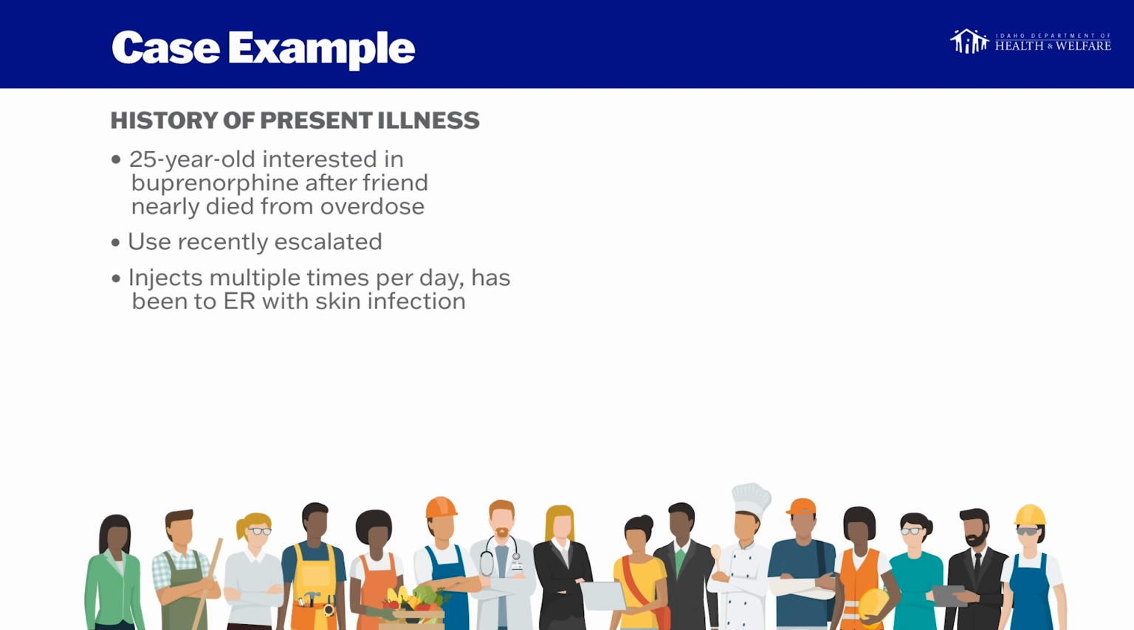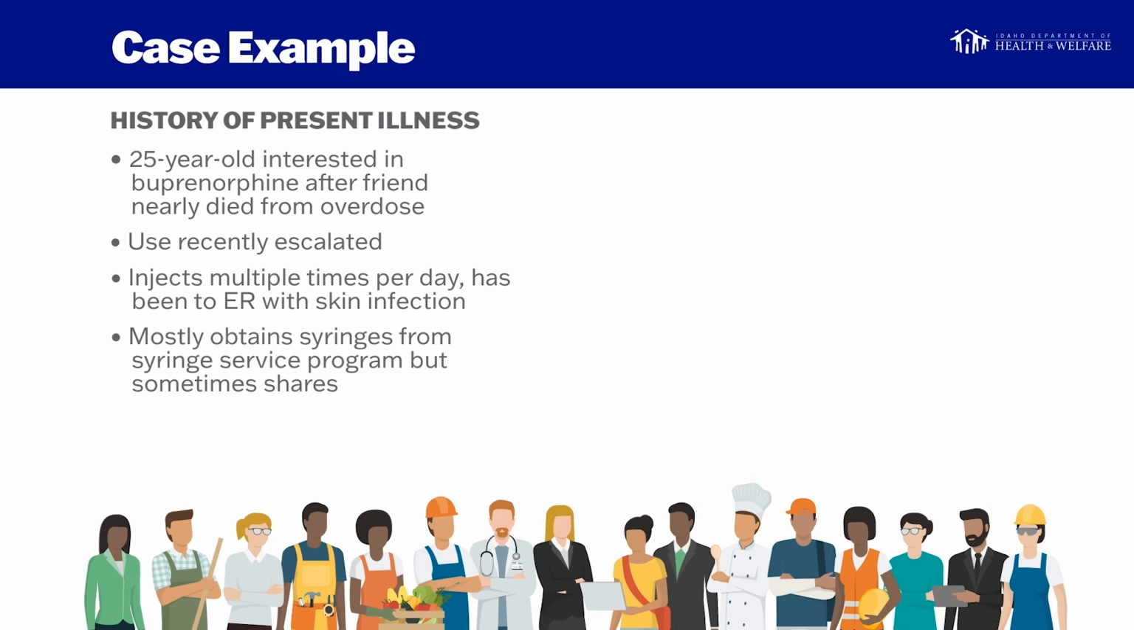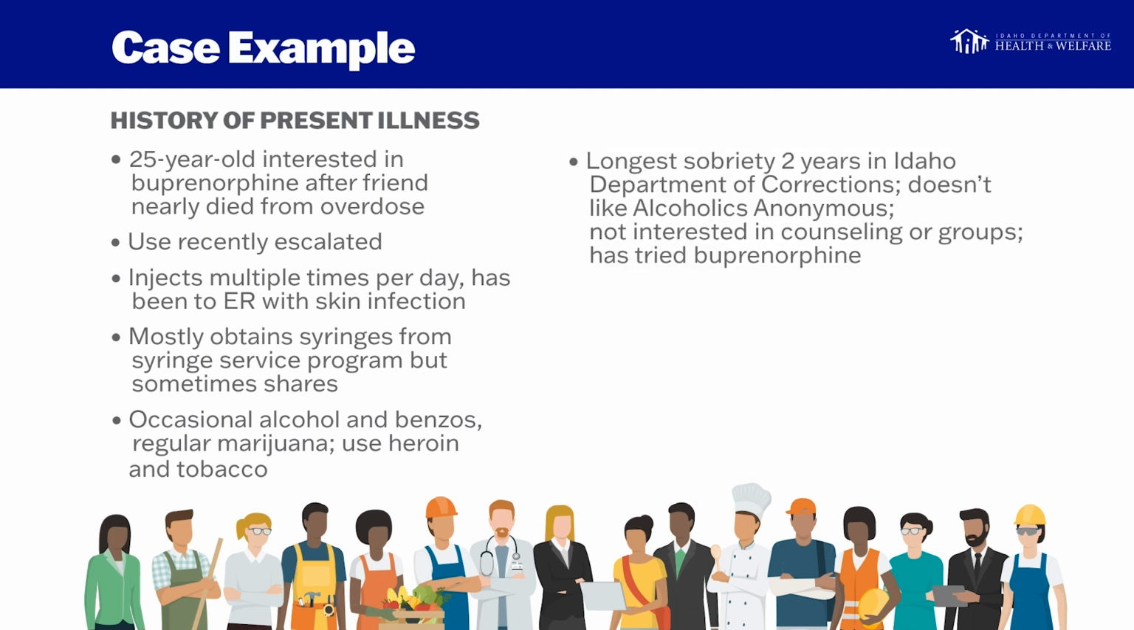They're using heroin. They've been to the ER multiple times with skin infections. They've been in situations where they've had to share syringes, though mostly they do obtain them from the syringe services program in town. Occasionally, they mix the heroin with alcohol and benzodiazepine, but that's not regular. They do use marijuana and do smoke tobacco. They have had a period of sobriety that lasted for almost 2 years. They were incarcerated at this time.